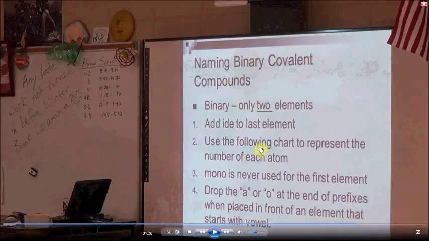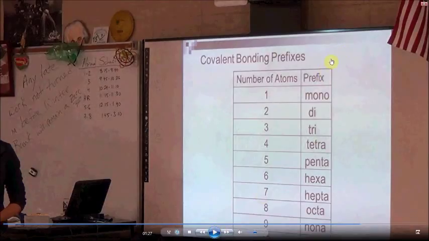element I have. Another couple rules: mono is never used for the first element, kind of a weird rule, and then we don't have double vowels, so drop an A and an O if needed so you don't have a double vowel. Alright, so here is the prefix chart.